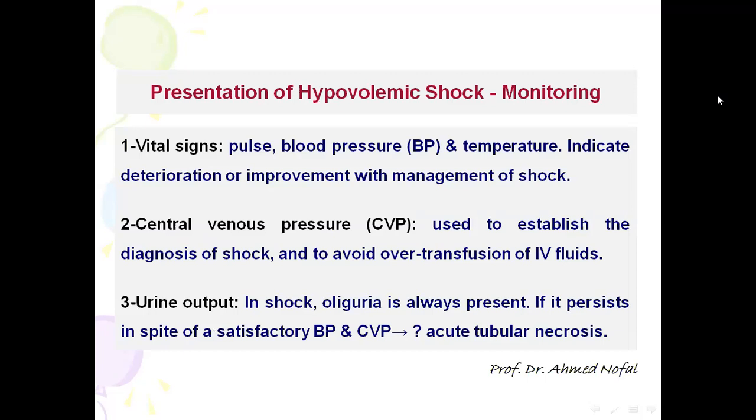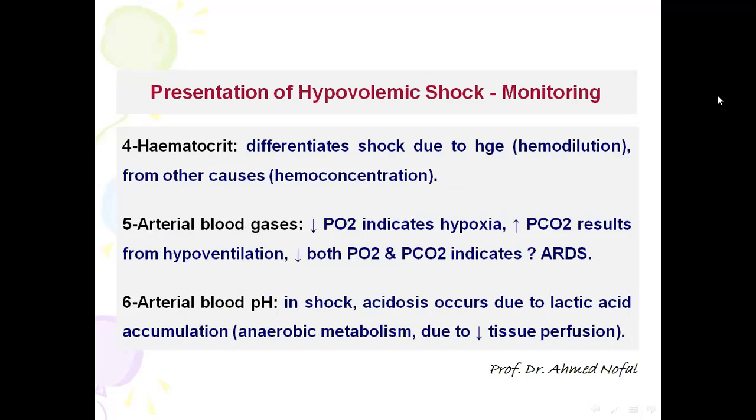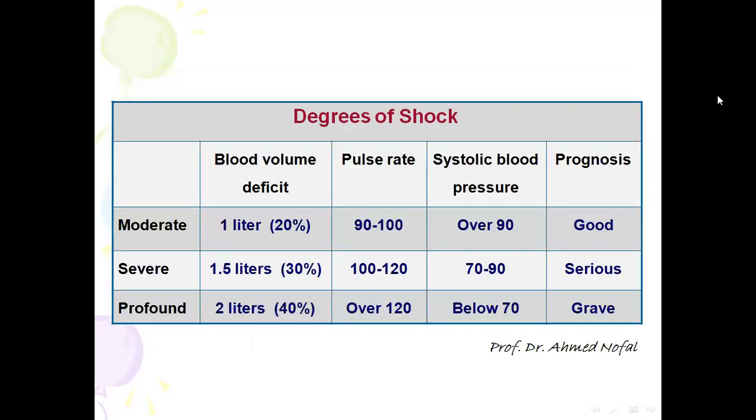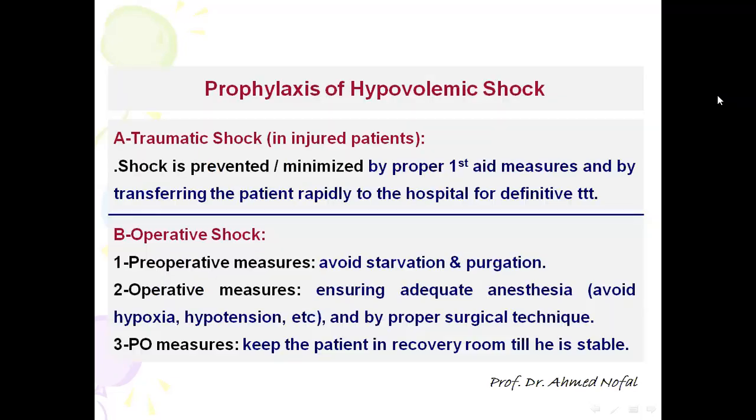Shock is monitored by vital signs, central venous pressure, urine output, hematocrit, arterial blood gases, and arterial blood pH. And according to the blood volume deficit, shock has three degrees: moderate, severe, and profound.